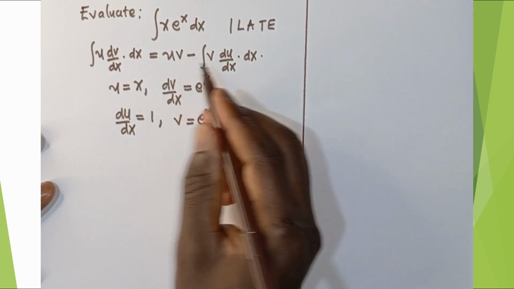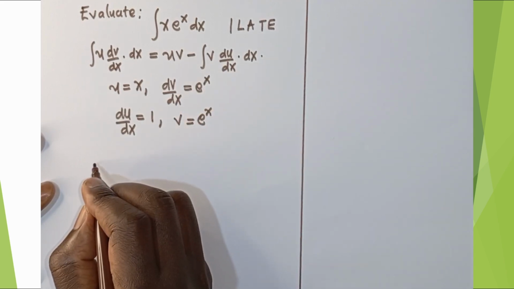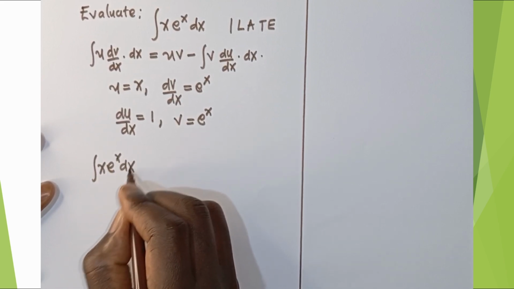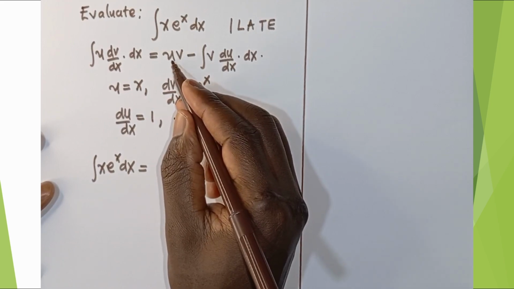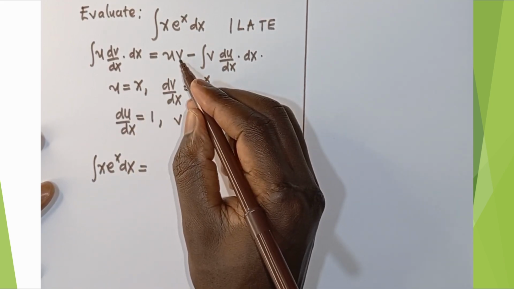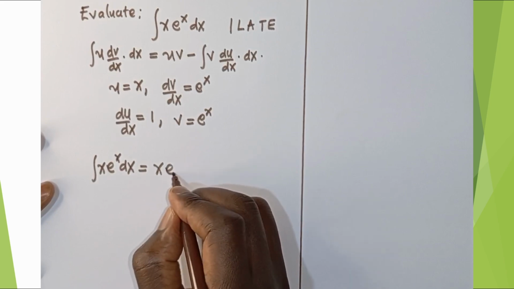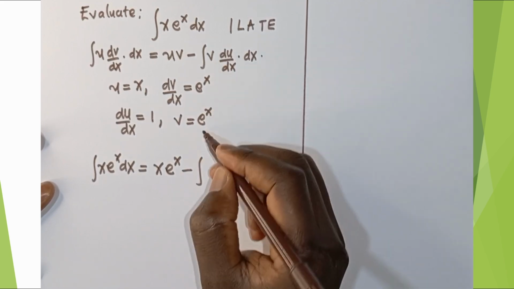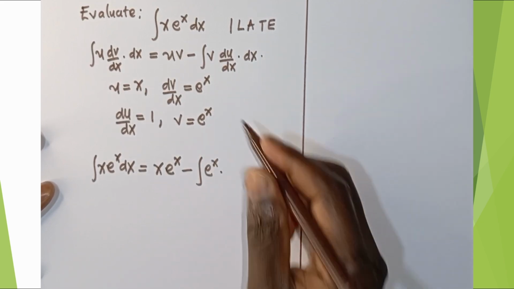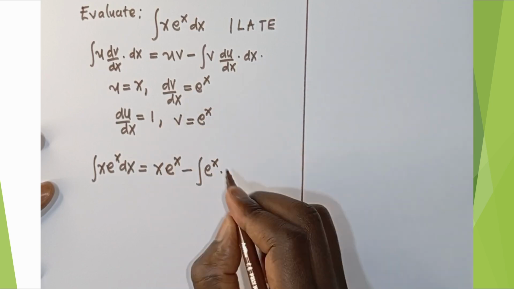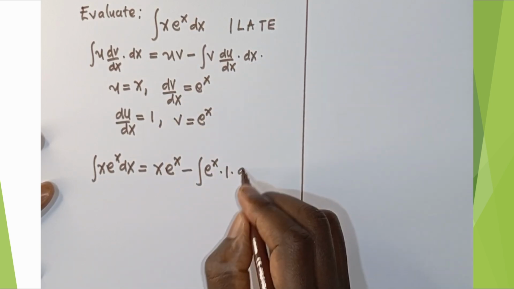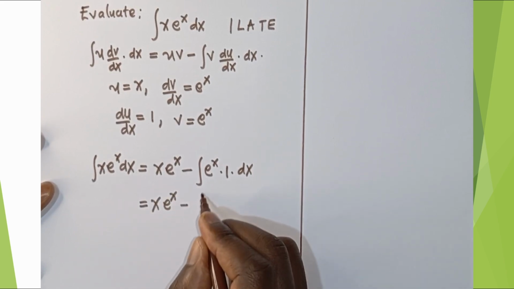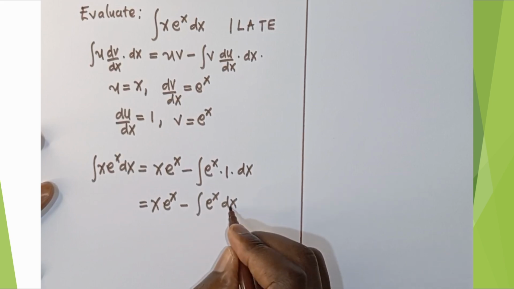Now, putting it back into our formula, the integral of x e to the x dx will now equal, our u is x, our v is e to the x. So we shall have x e to the x minus the integral of v, which is e to the x, times du/dx, which is 1, times dx. Rewriting this better, it is x e to the x minus the integral of e to the x dx.